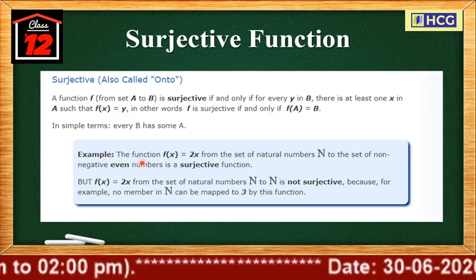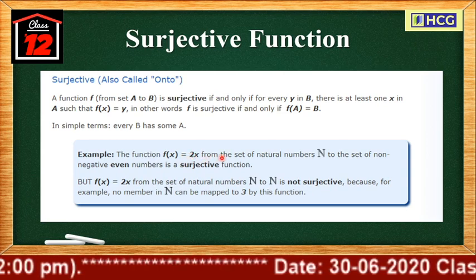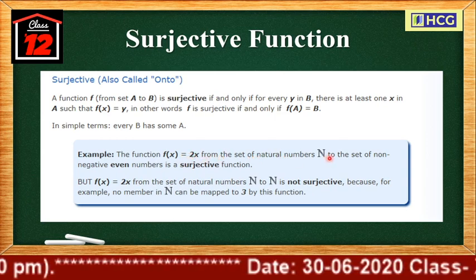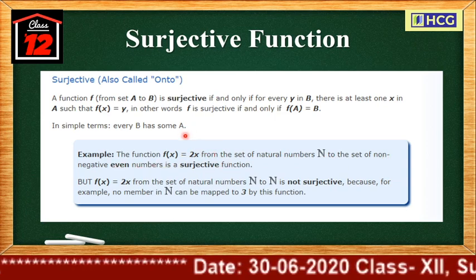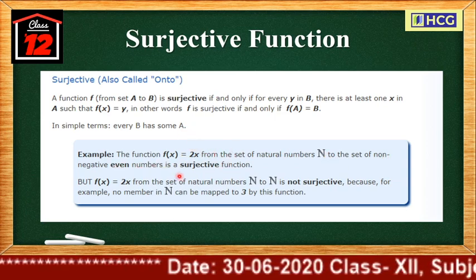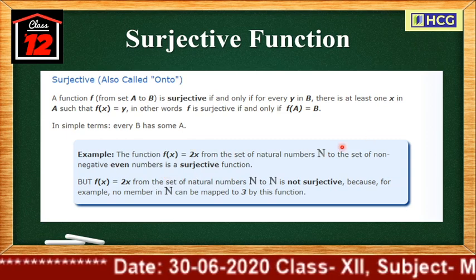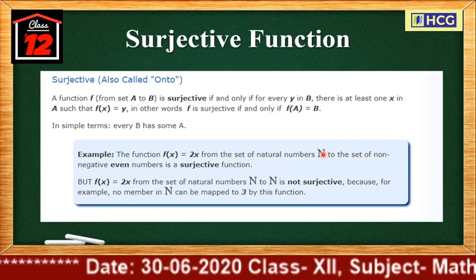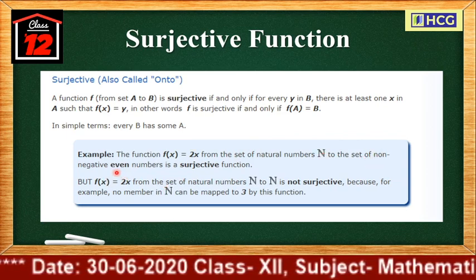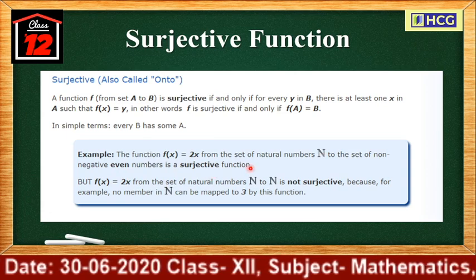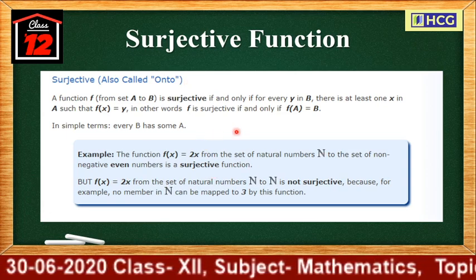Now example, the function f(x) equals 2x, and the function is from the set of natural numbers N to the set of non-negative even numbers. The domain set is natural numbers and the codomain set is the collection of all non-negative even numbers. This is a surjective function.